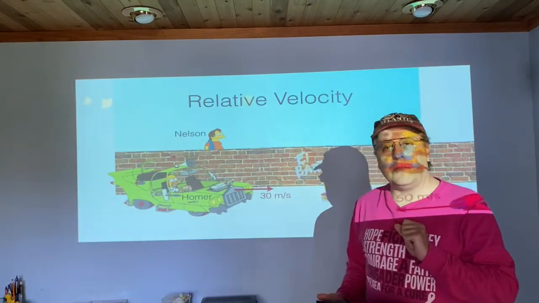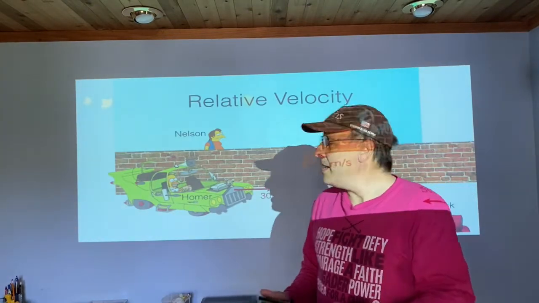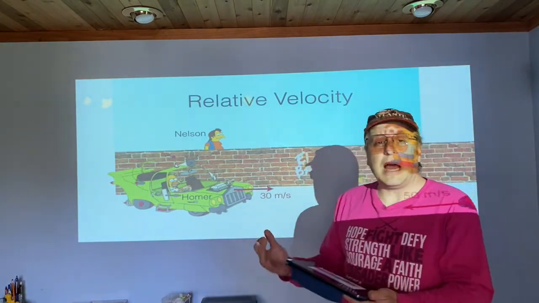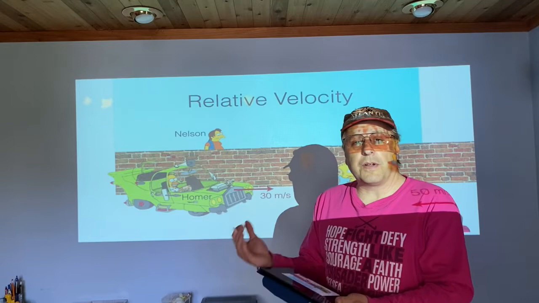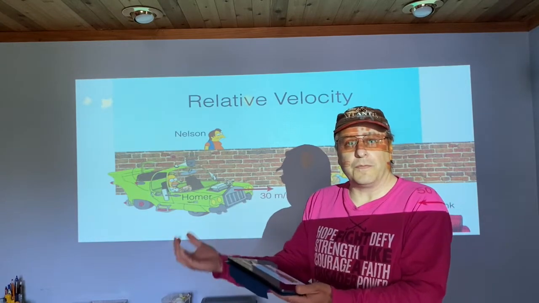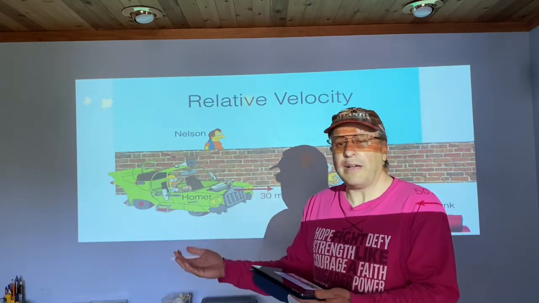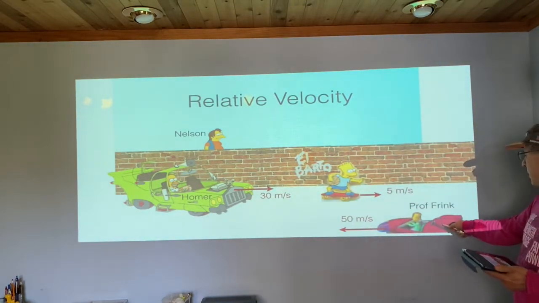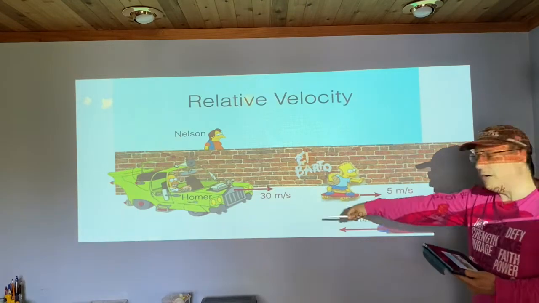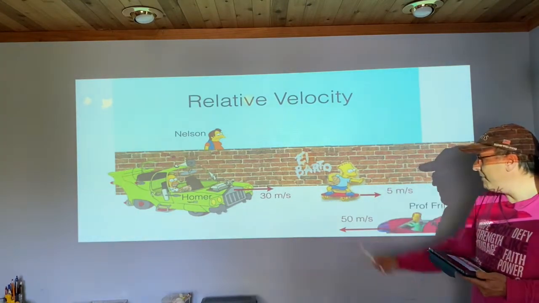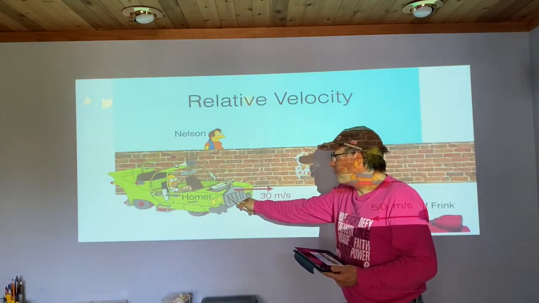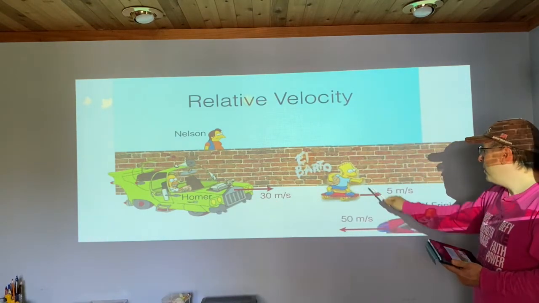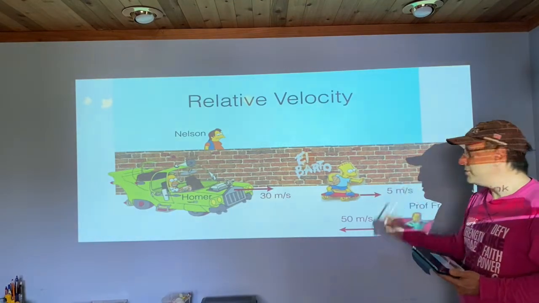One thing that's not invariant, that's really easy to look at, is this idea of velocity. Velocity is not invariant. Different frames of reference will measure different velocities for objects' travel. So for instance, we've got a few characters from The Simpsons. Professor Frink in his Frinkmobile going 50 meters per second to the left. We got Homer in his really cool car going 30 meters per second to the right. We got Bart 5 meters to the right.